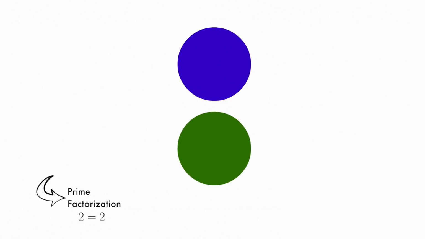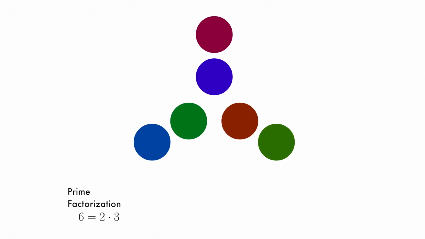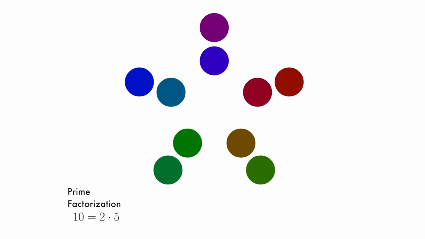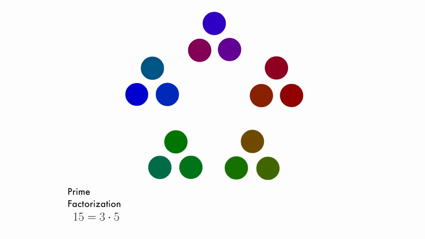This animation reveals the prime factorization of a given number. For example, 6 is 2 groups of 3, or 10 is 2 groups of 5. The number 13 is prime, so it is just represented as 13 groups of 1, and so on.